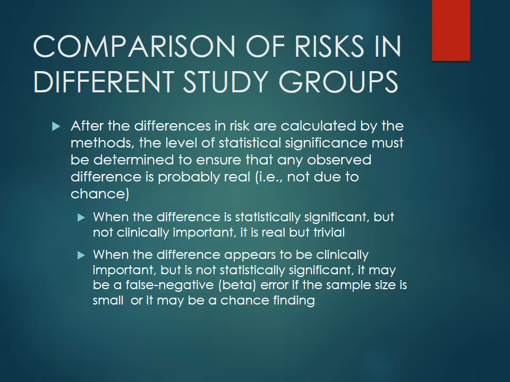However, when the difference appears to be clinically important but is not statistically significant, it may be a false negative, which could be a beta error, otherwise known as what type of error? A type 2 type of error, right? Because we're saying that there could be a real difference there, but we didn't detect it, so it's a beta or a type 2 error. And it could be an issue with the sample size being small, or it just could be a chance finding. It could be that there really is no difference between the groups as we're measuring.